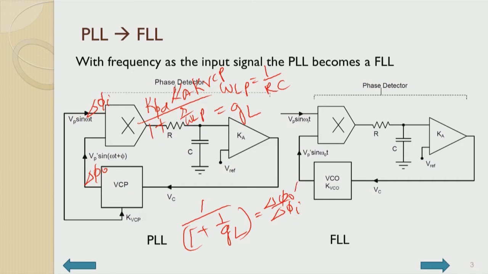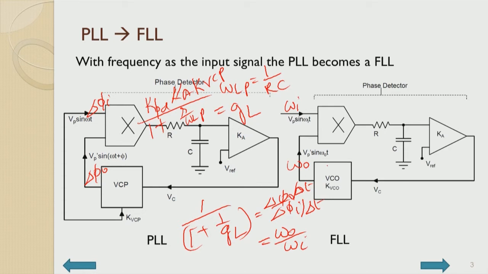And if that is divided by delta t common, then by definition delta phi naught by delta t is omega naught, and delta phi I by delta t is omega I. Rate of change of phase is frequency, radian frequency. So, this is how we are proving that in the case of frequency as input and frequency as output, the output frequency is going to follow the input frequency. Let us say this is a frequency follower, or phase lock loop, or frequency lock loop.